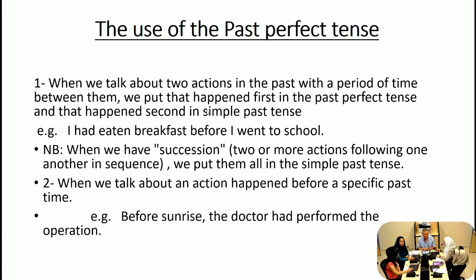When we talk about an action that happened before a specific past time, for example, before sunrise, the doctor had performed the operation. Or by the time, or by 1999. When we have by plus time, we use the past perfect. We use until also.